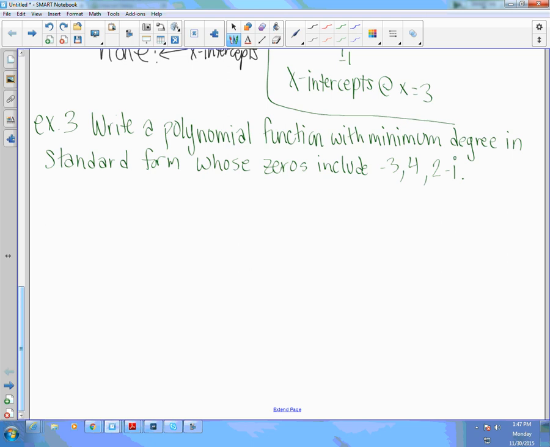So basically we're working the problem backwards. It tells us the solutions. We have to go up the ladder and write the polynomial in standard form. Okay? So based off of the zeros they give us, can you figure out what is the degree of this function? The reason it says minimum degree is because it doesn't tell us if there's repeats. So if there's repeats, the degree would be higher. So what's the minimum degree this function could be?